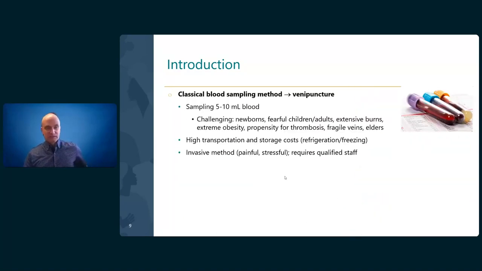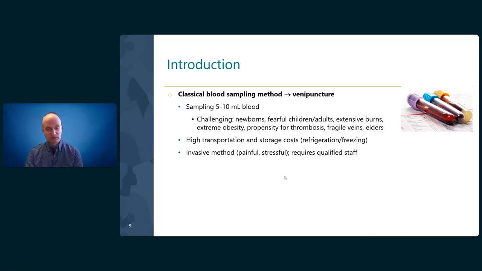Of course, when analyzing metals in blood, the classical blood sampling method is the venipuncture or phlebotomy. It comes with some limitations or drawbacks, especially related to the volume needed. So sometimes it requires 5 to 10 milliliters of blood. This becomes very challenging for newborns, fearful children, or adults, and for other kinds of patients like extensive burns, obesity, those subjected to thrombosis, elders, and so on.